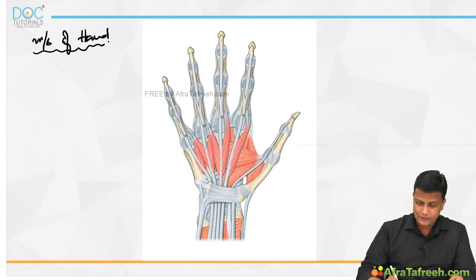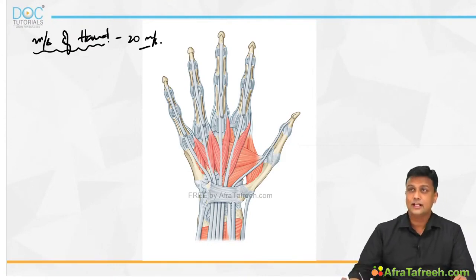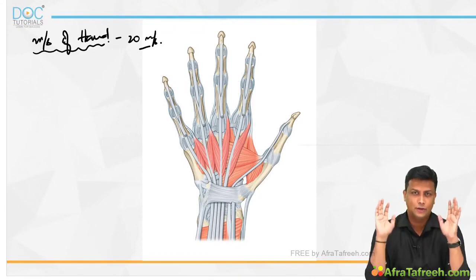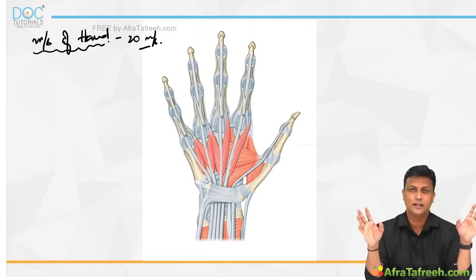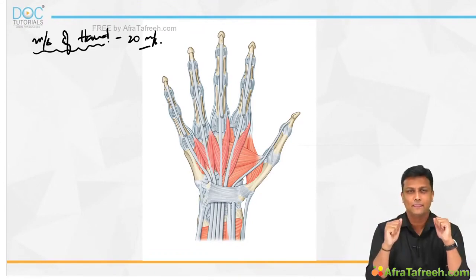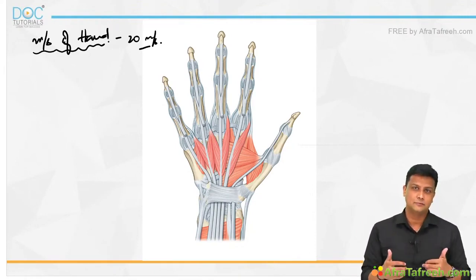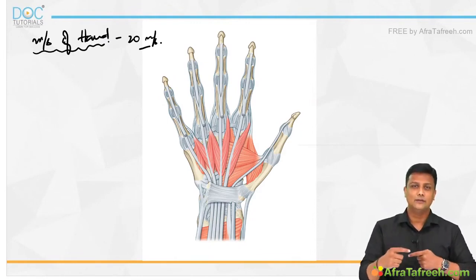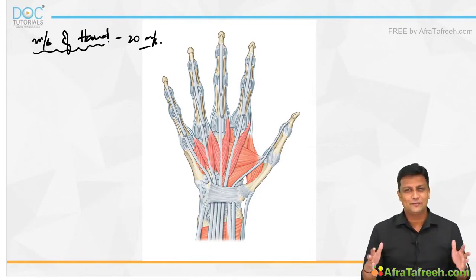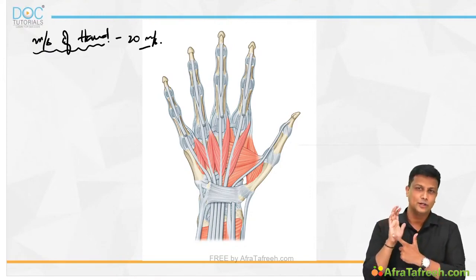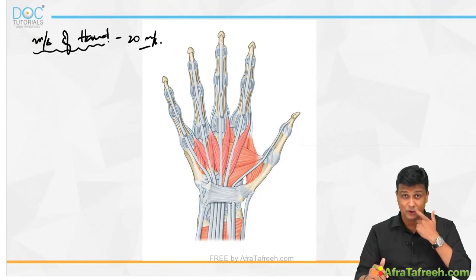We all know that there are totally 20 muscles in the hand: 4 thenar, 4 hypothenar, 4 lumbricals, 4 palmar interossei, and 4 dorsal interossei. We all know this very well. I am not going to teach you that again. Nowadays, what they are asking in the exam is about the attachments of these muscles, so that is what we are going to update now. We are not going to study all the 20 muscles again, their names and all.